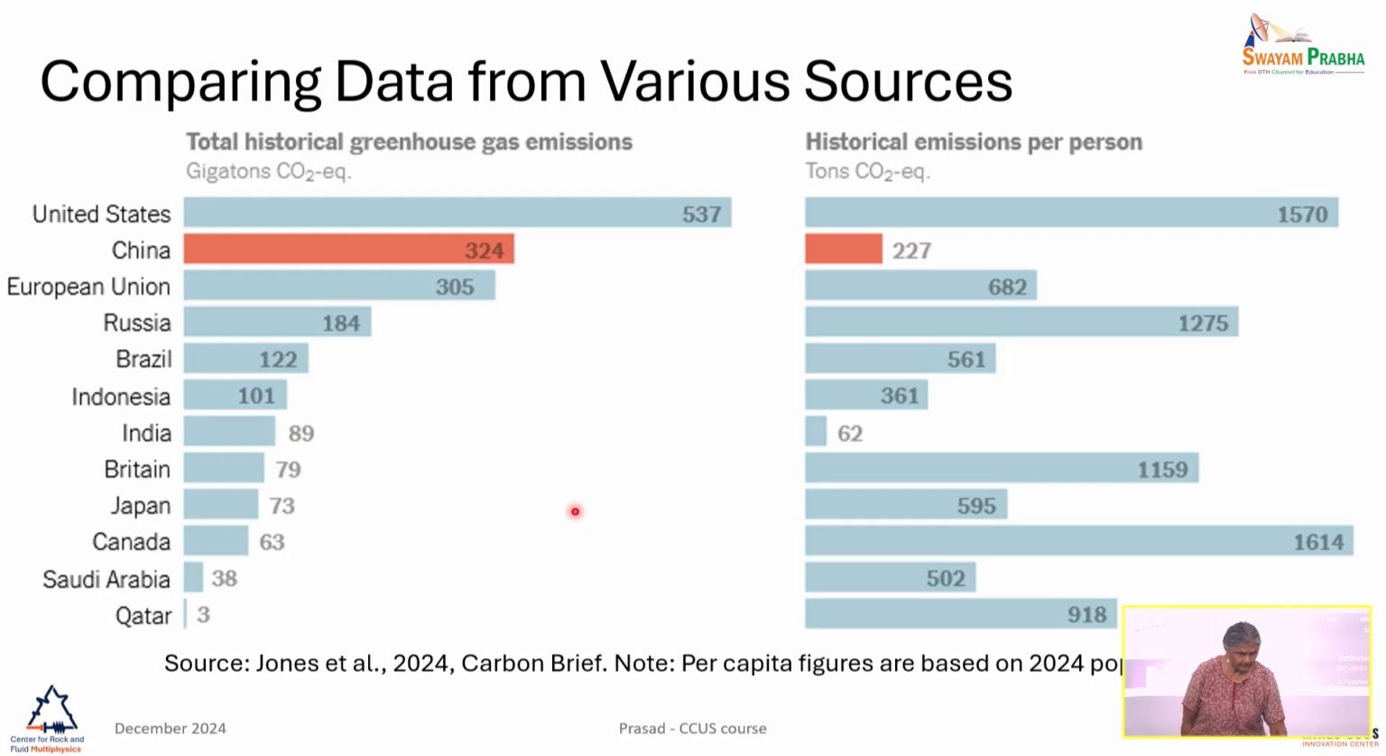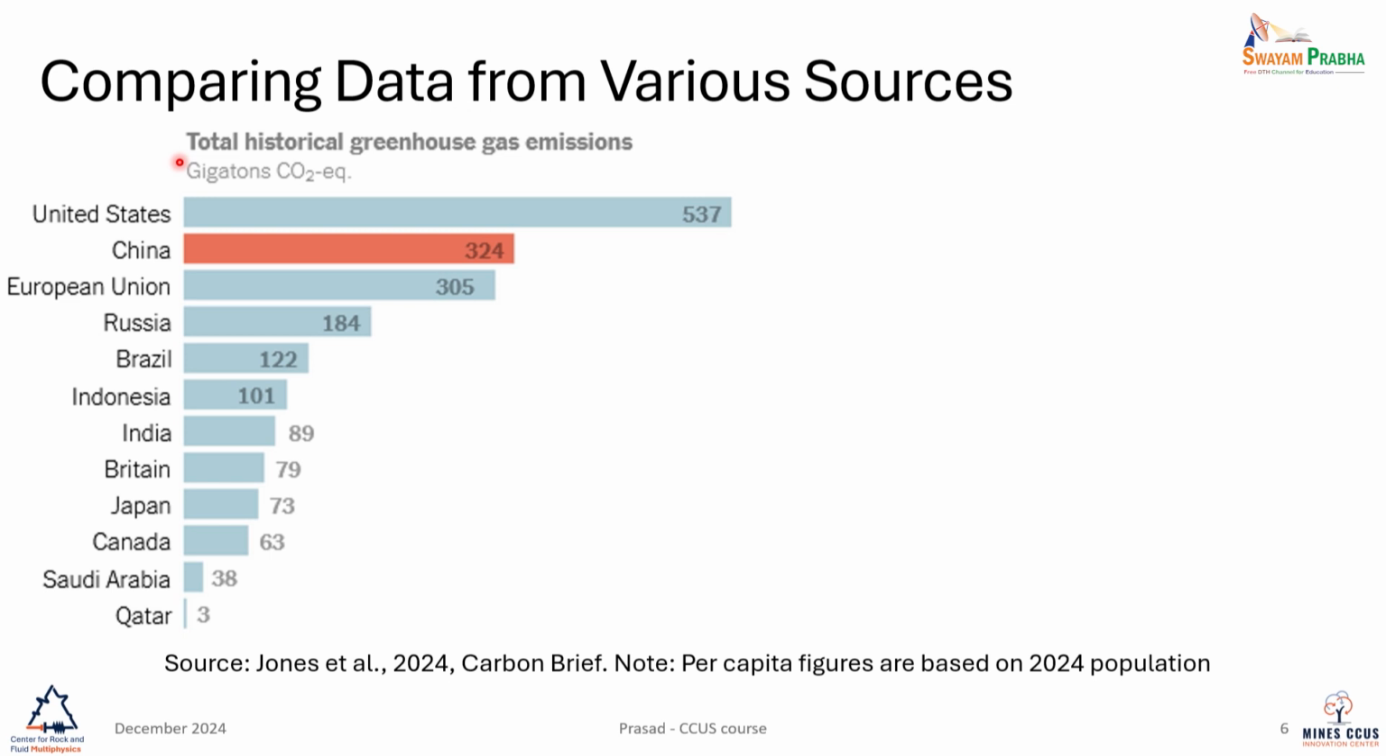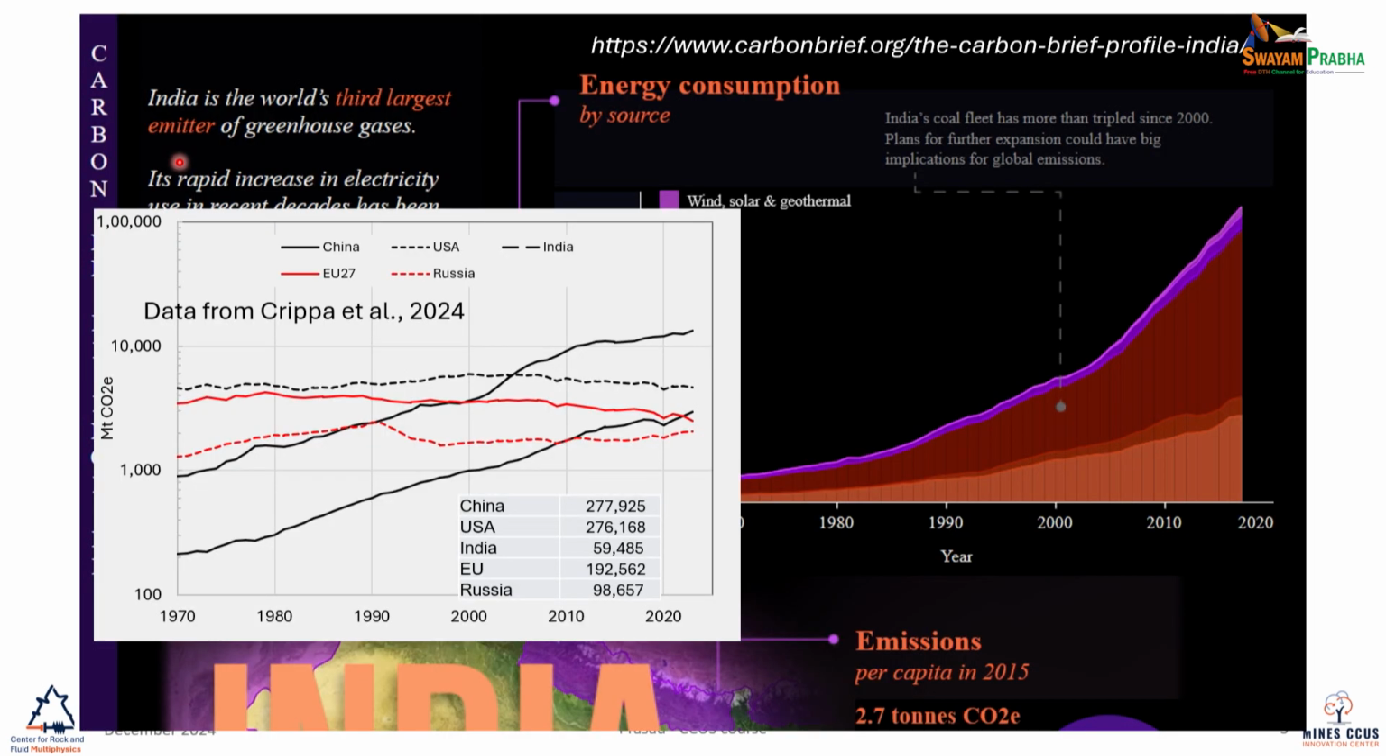So I compared with what we had been looking at. These were different data, also from the same website, Carbon Brief. But these are historic emissions. That means this is over a longer span of time than 1970. By 1970, India and China were already trying to catch up.